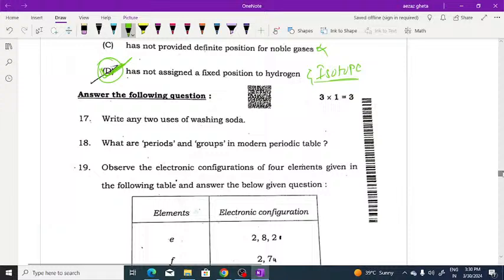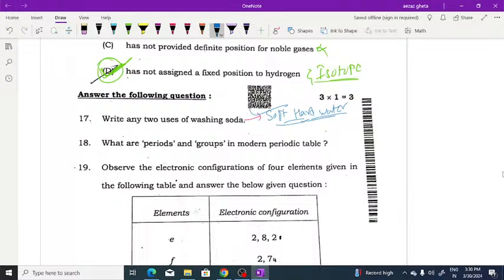Write any two uses of washing soda. That's easy. Washing soda is used for what purpose? Washing purpose. Correct, na? Yes, man. To wash, only in domestic. Okay, cleaning agent. We can say it's a cleaning agent in domestic. And even a very important use of washing soda: it is used to soften hard water. Very, very important. If you write other uses also, that's okay. But this is also a very important use.